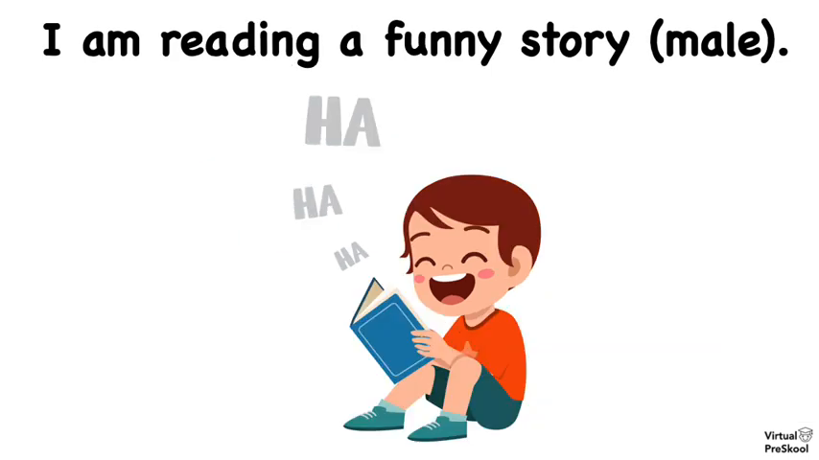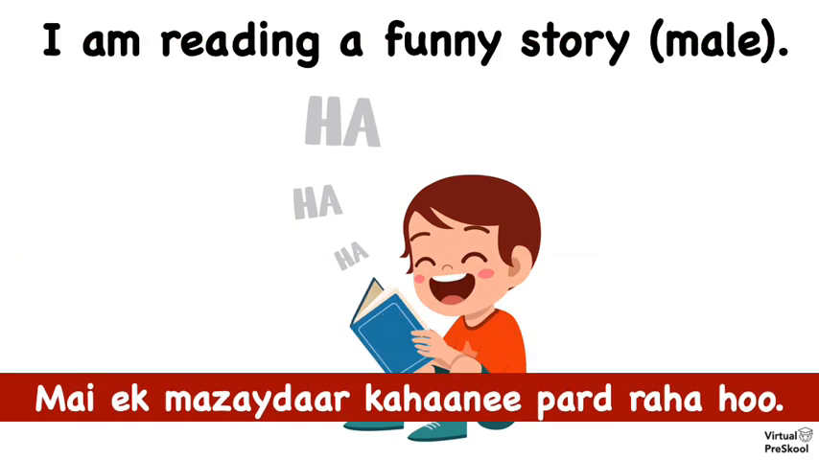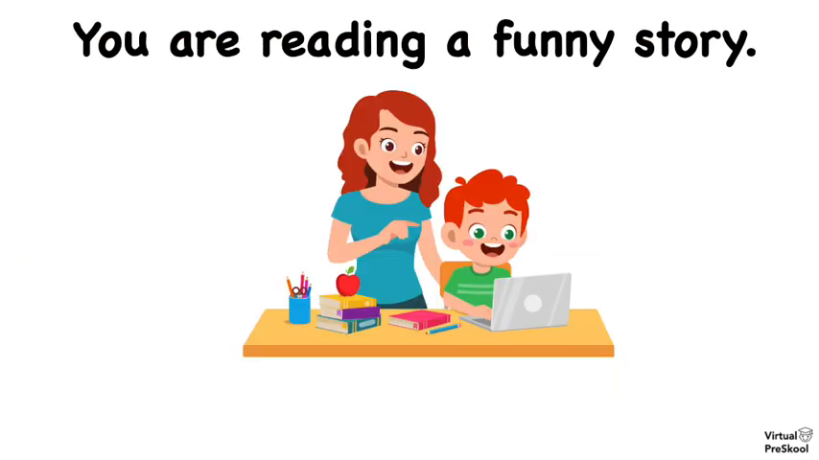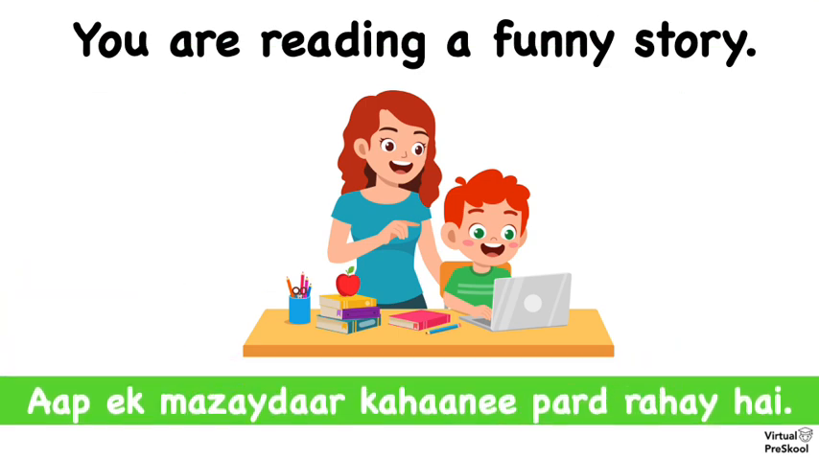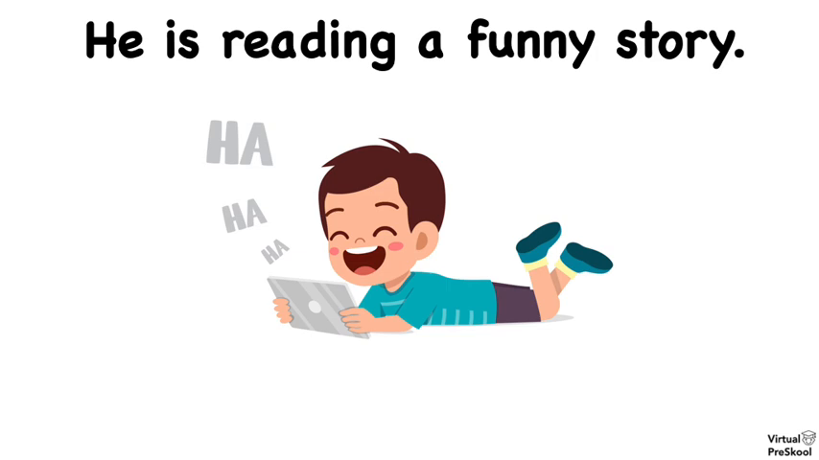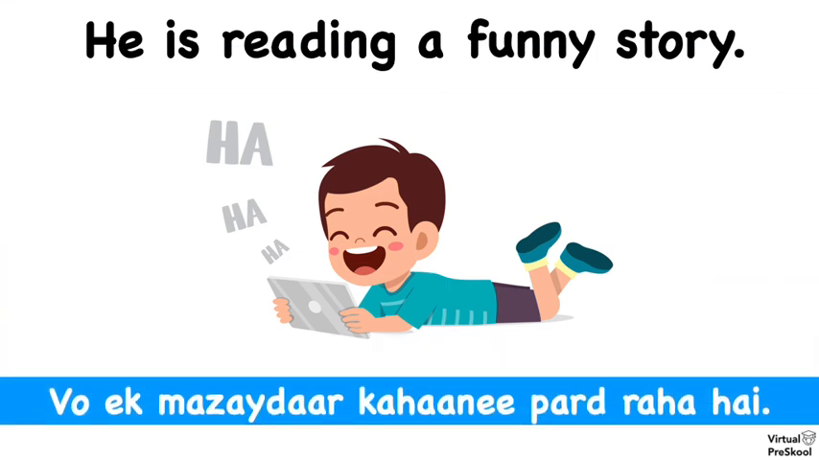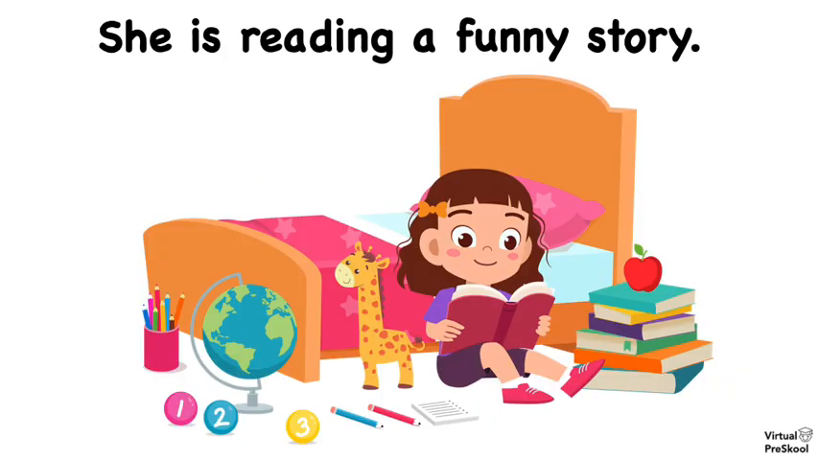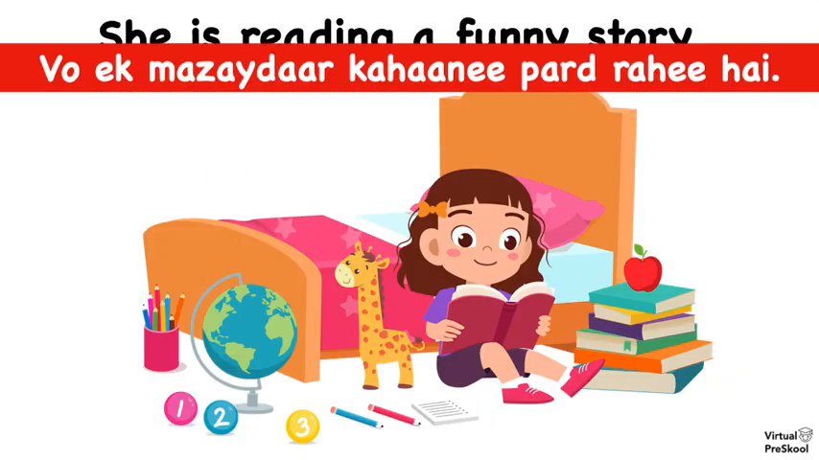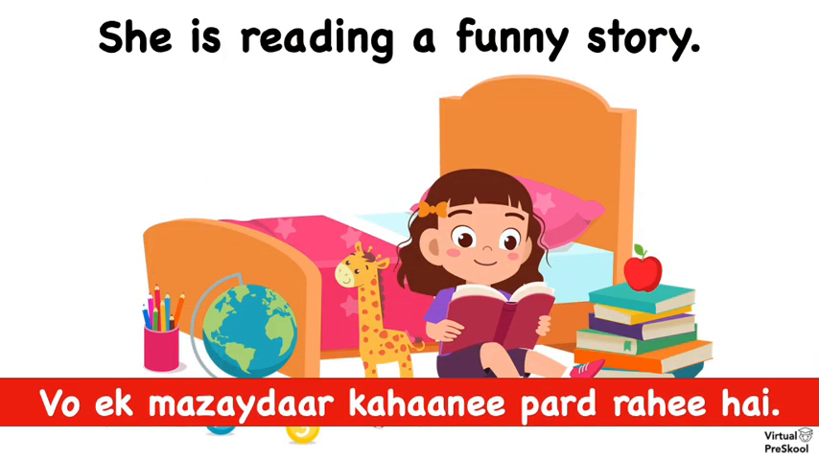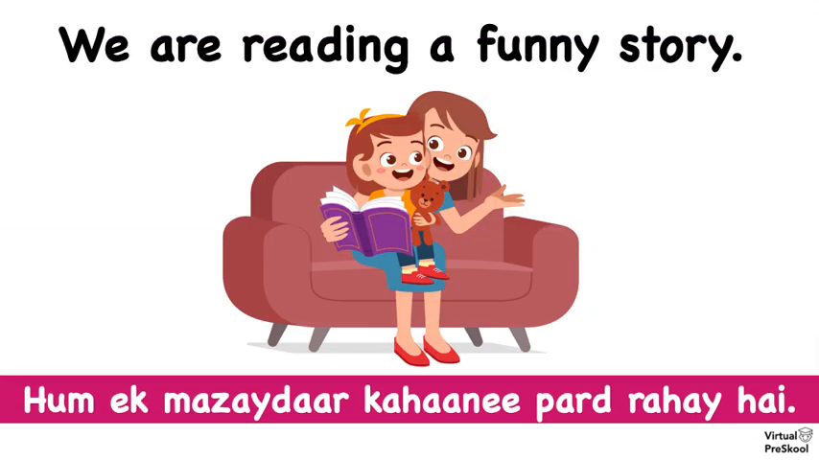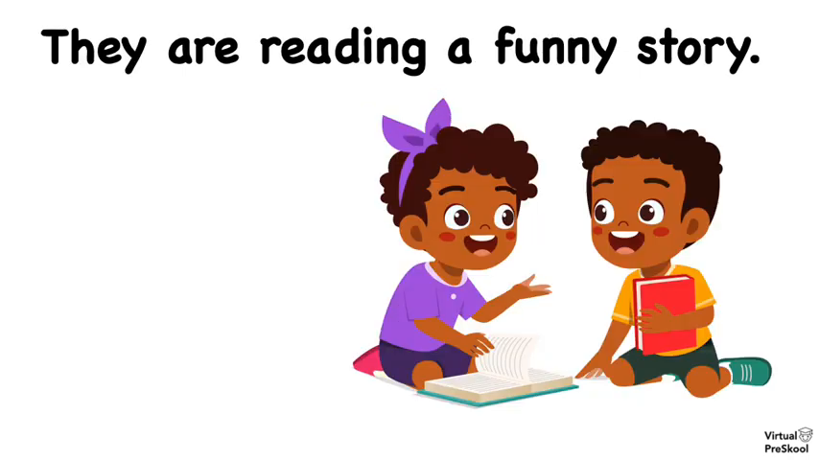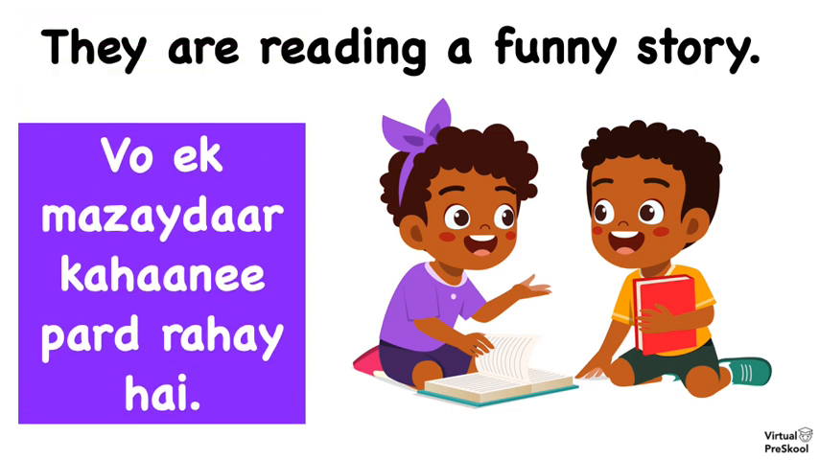Do the same sentence for a male. मैं एक मज़ेदार कहानी पढ़ रहा हूँ. You are reading a funny story. आप एक मज़ेदार कहानी पढ़ रहे हैं. He is reading a funny story. वो एक मज़ेदार कहानी पढ़ रहा है. She is reading a funny story. वो एक मज़ेदार कहानी पढ़ रही है. We are reading a funny story. हम एक मज़ेदार कहानी पढ़ रहे हैं. They are reading a funny story. वो एक मज़ेदार कहानी पढ़ रहे हैं.